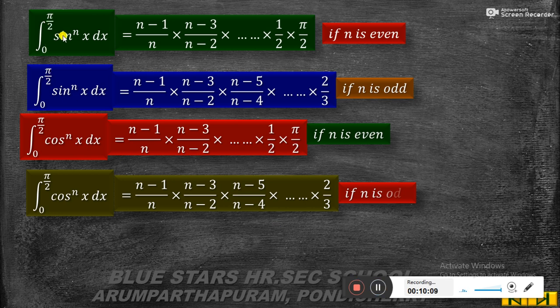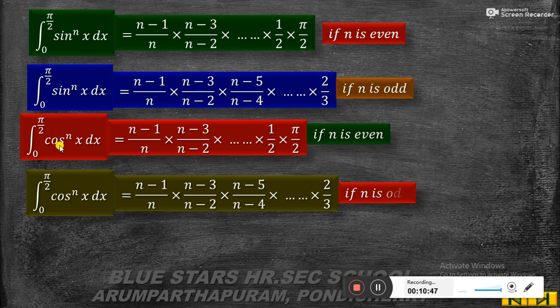Here, integral 0 to pi by 2 sine power nx dx equals n minus 1 by n into n minus 3 by n minus 2 into up to etc 1 by 2 into pi by 2 if n is even. This is an even function, that means sine n is even, so this is the formula. Next, integral 0 to pi by 2 sine power nx dx equals n minus 1 by n into n minus 3 by n minus 2 into n minus 5 by n minus 4 up to etc 2 by 3 if n is odd. The n value is odd means this is the formula.